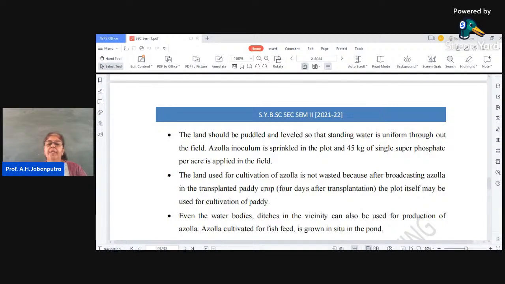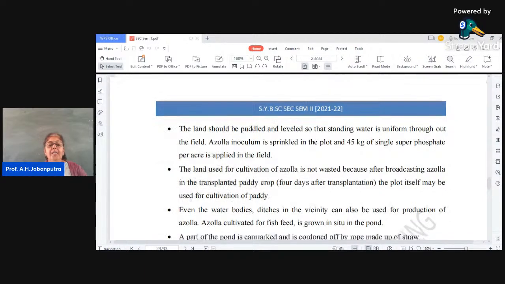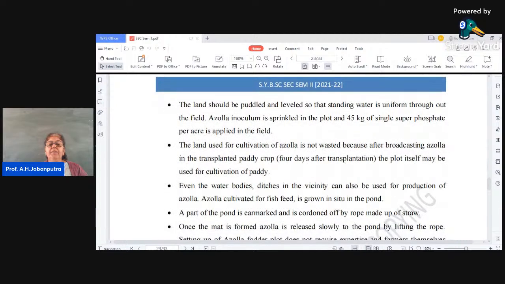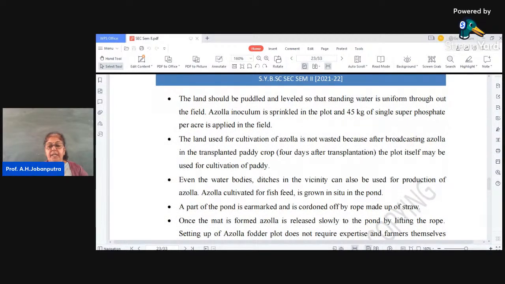Azolla inoculum is sprinkled in the pot and 45 kg of superphosphate per acre is added. So in that water you will add superphosphate 45 kg, and then slowly this Azolla inoculum which has been sprinkled will cultivate, grow, and this land which is used for the cultivation of Azolla is not wasted, because it can be broadcasted in transplanted paddy crop.